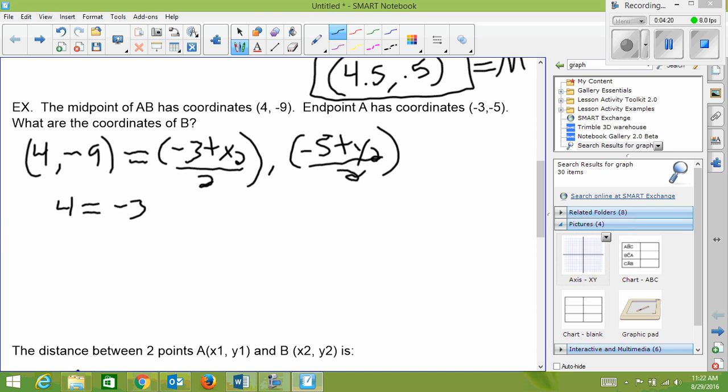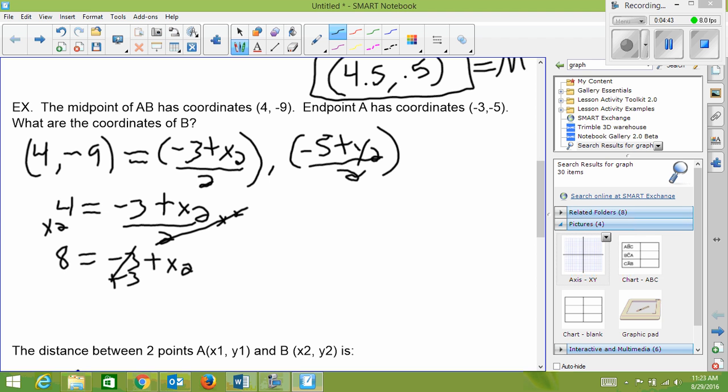So we'll go 4 equals -3 plus x2 divided by 2. And so then to get the 2 out of the bottom there, I have to multiply by 2. Multiply both sides by 2. So that would be 8 equals -3 plus whatever my x2 is. And so to get rid of my -3, I'm going to go plus 3, plus 3. So 11 is my x2 then.